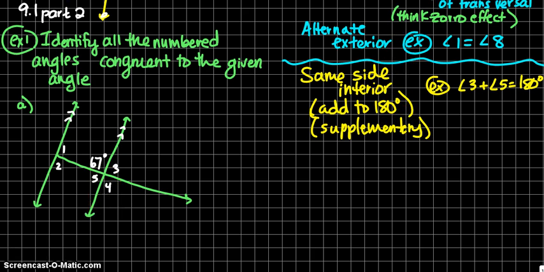So if I know that this one right here is 67, the first one that I see I immediately know is congruent is angle 4, actually. Not because of what we just learned, but because of what we learned in the last section. Angle 4 is a vertical angle with 67, so it is congruent. Alright, and then let's see if we can find the other ones.